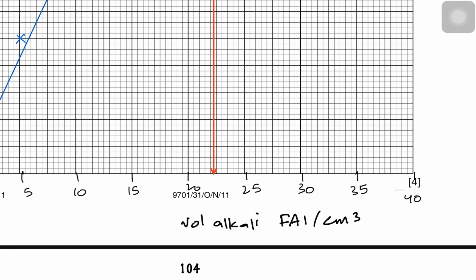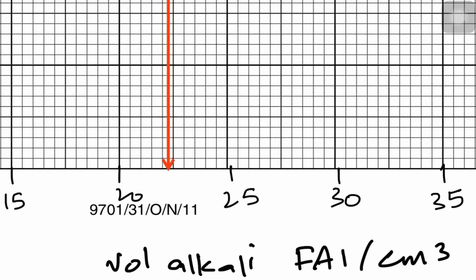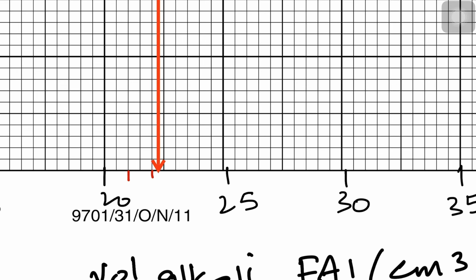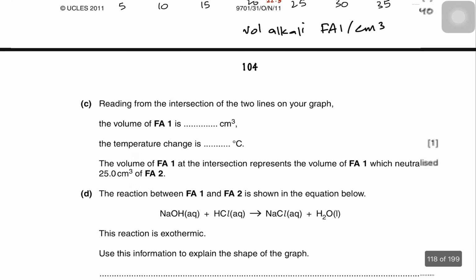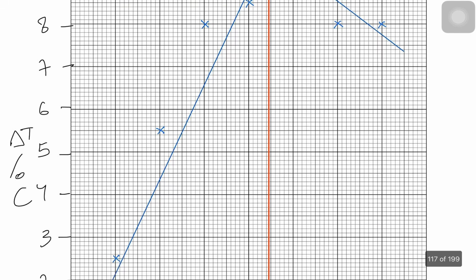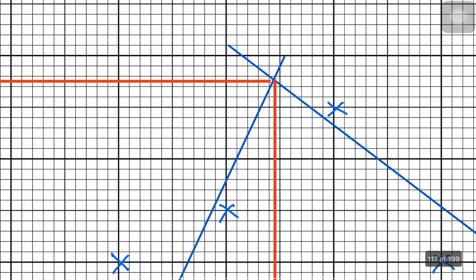The volume I can clearly see is 21, 22. So that is 22.5. No, that's not 22.5. That is going to be 22.3, because it's lesser than 22.5. So my volume is 22.30. The temperature change, I can see the temperature change from here. Let me make it a little bigger.